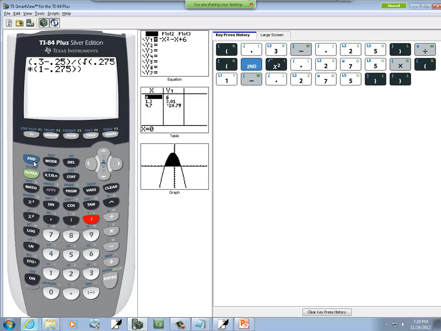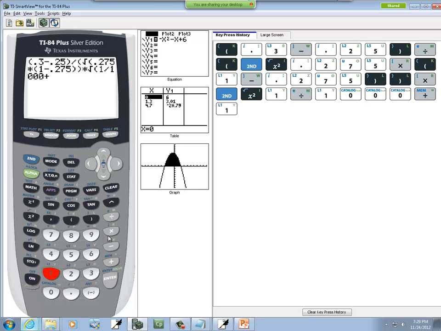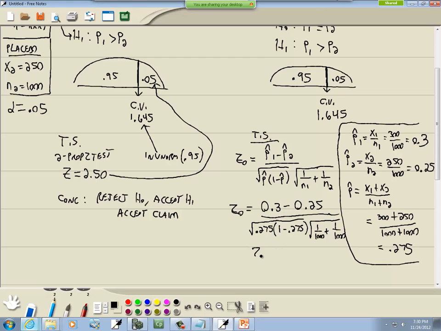Then I have another square root. I'll do times, just in case, the square root of 1 divided by 1,000 plus 1 divided by 1,000. Enter. 2.50. Probably looks familiar, doesn't it? 2.50, that's what we just got with the calculator.